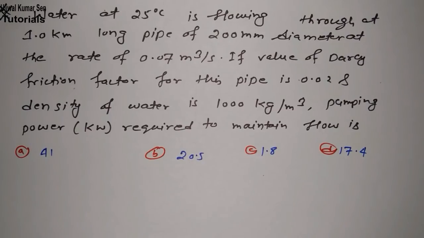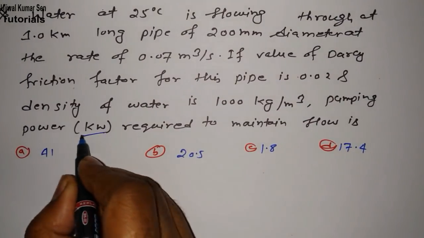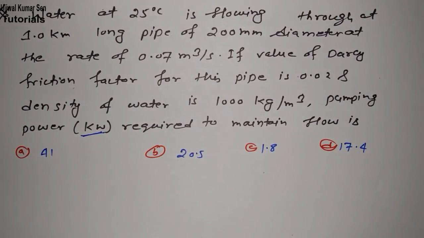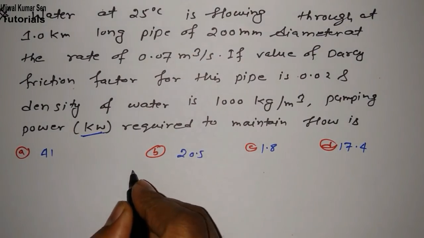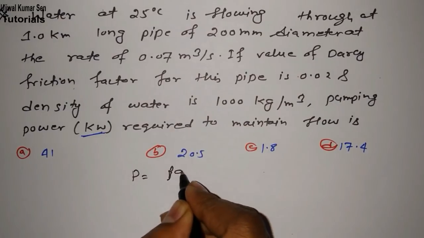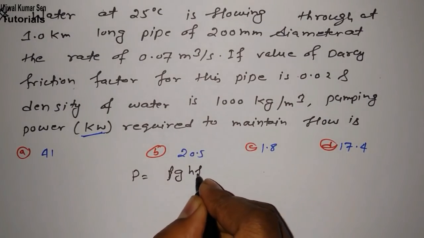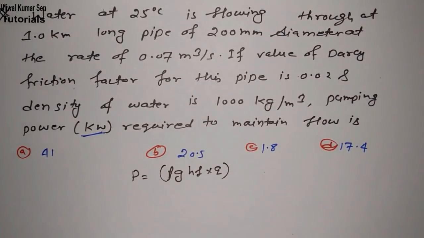Pumping power required. Again, they have given the unit, so don't forget to keep this unit in mind, because without the unit you cannot solve the question the right way. The unit is kilowatt, right? Pumping power required to maintain flow is this. Now what is given: length is given, this is given, that is given. No problem. Now we first write power is equal to rho g hf into Q.